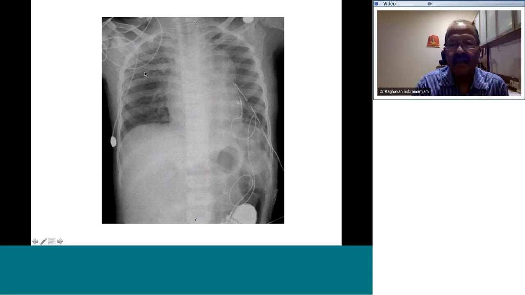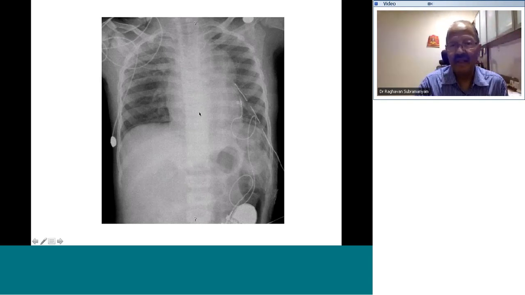So, when you think of this chest X-ray, this patient is obviously sick. You can see an oxygen tube connected to the patient. You can see the ECG monitors connected to the chest wall, and you can even see a chest drain here. So obviously the patient must be a sick patient in ICU.